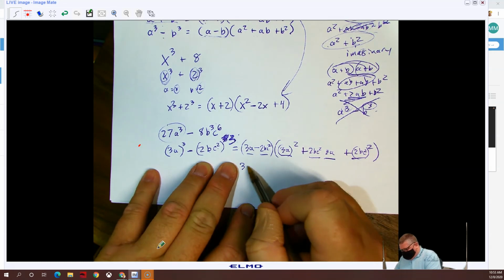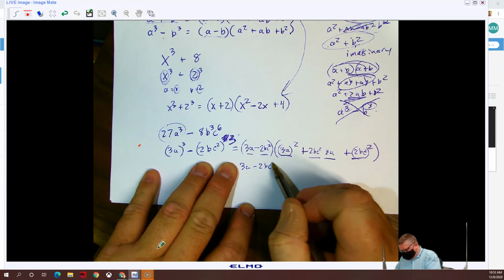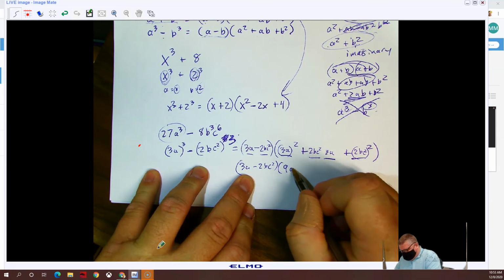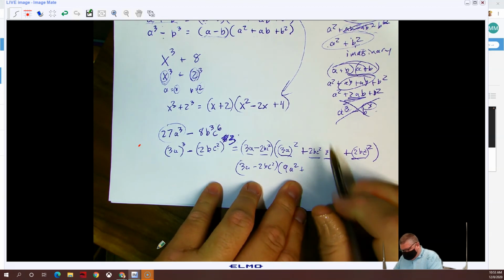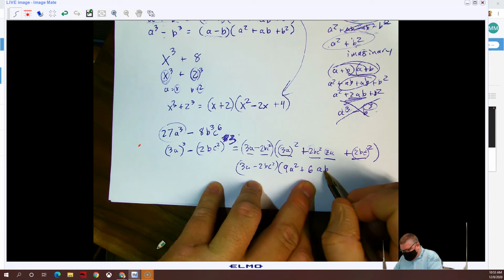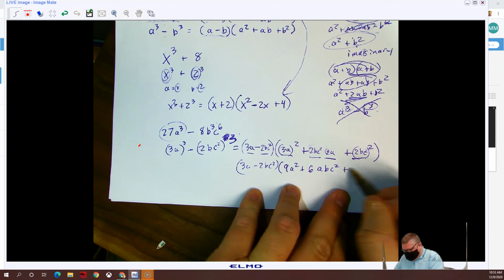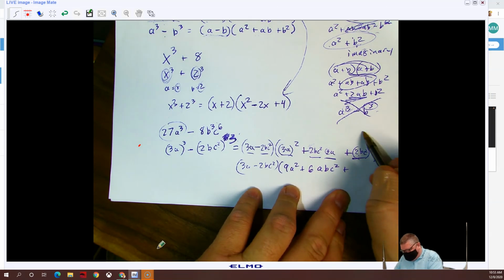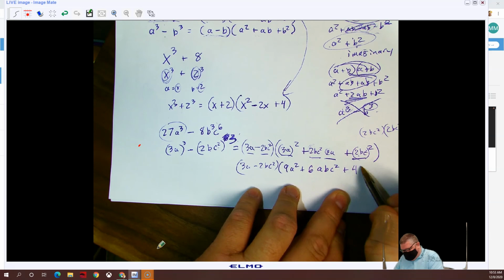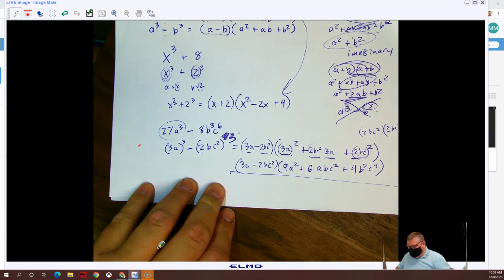Now, over here, nothing really changes. So that works. This we could simplify to 9a squared. This we could say, oh, 2 and 3 make 6. Then I got an a and a b and a c squared plus, now what is this thing squared? Well, 2bc squared times 2bc squared is 4b squared c to the 4th. And so that's breaking it up.